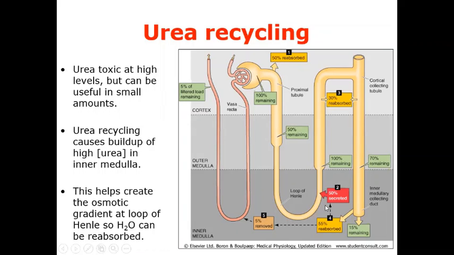So urea recycling, you need to understand. So let's start. Let's say 100% of urea is being filtered at the glomeruli. You can see there's a glomerulus here. Let's say 100% of urea has been filtered. So you can see that you have 100% remaining within the kidney nephron.